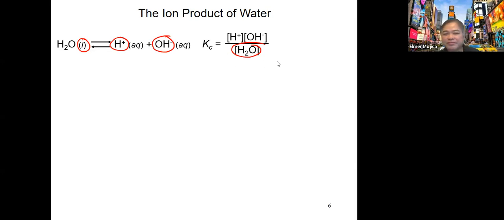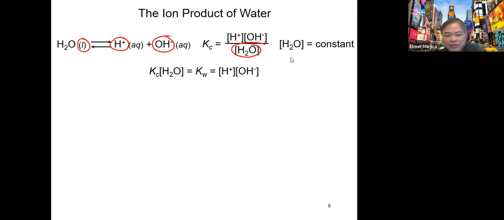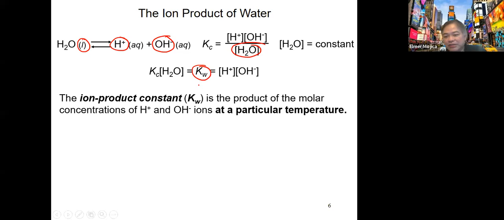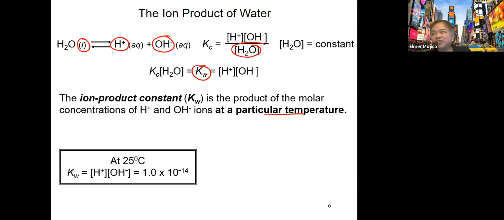So, in this course of the thing, as what you learned from chemical equilibrium, you don't include a liquid. So your water there is what we call the constant. What you really have in the expression there is Kc producing H plus and OH minus. And there's a special form of K that we call Kw. Kw is the ion product constant of the molar concentration of H plus and OH minus at a particular temperature. And usually, at 25 degrees Celsius, the Kw value is 1 times 10 to the negative 14.